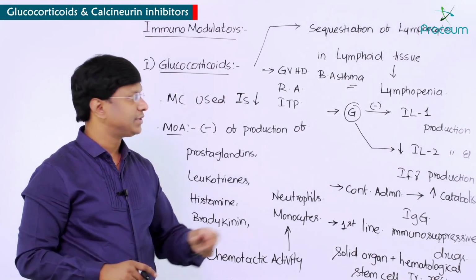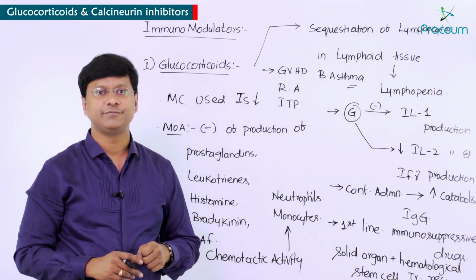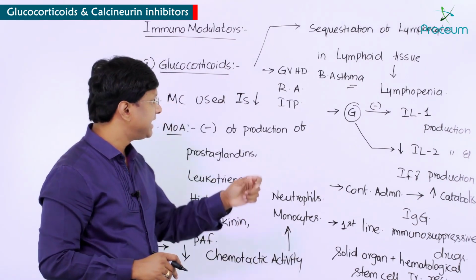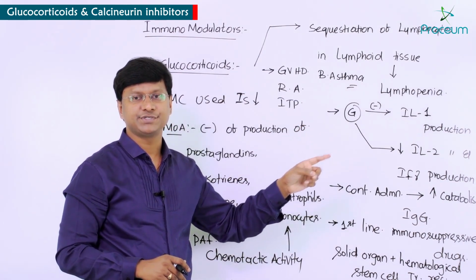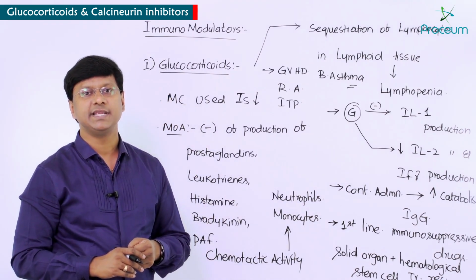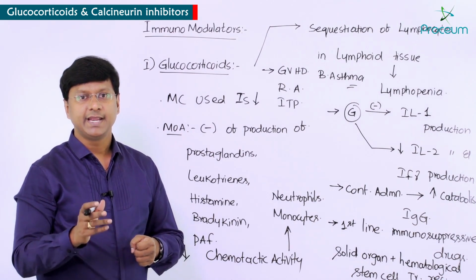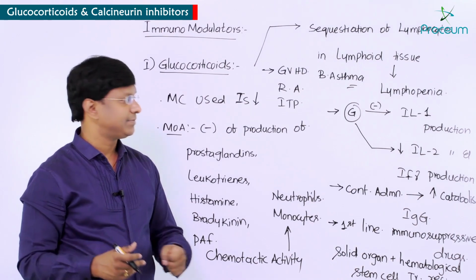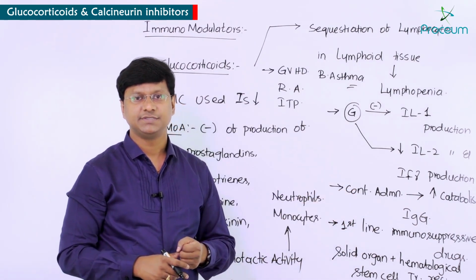And remember, glucocorticoids will cause the sequestration of the lymphocytes in the lymphoid tissue, resulting in lymphopenia. And by inhibiting the interleukin-1 production, these drugs cause a decrease in interleukin-2 as well as interferon gamma production. And continuous administration of these glucocorticoids can increase the catabolism of the IgG.